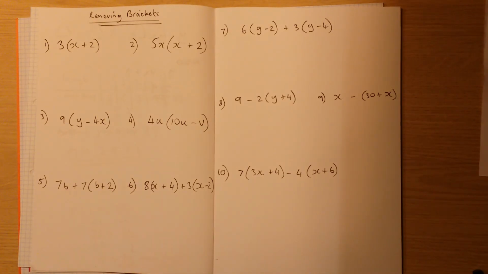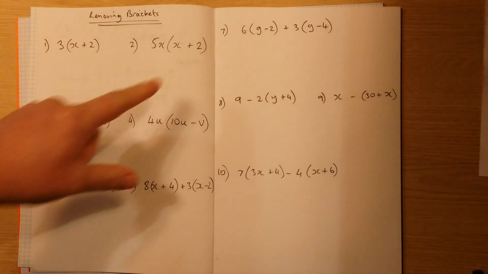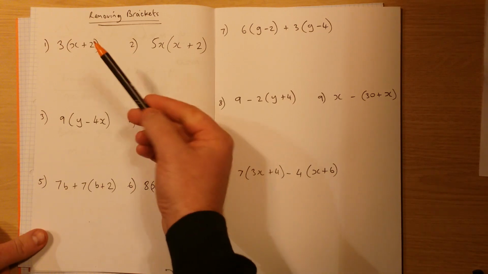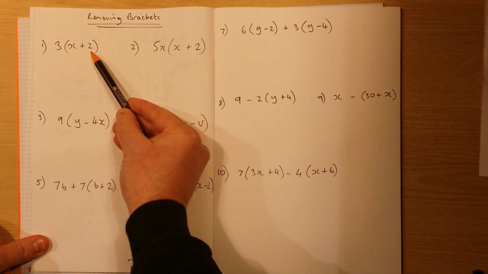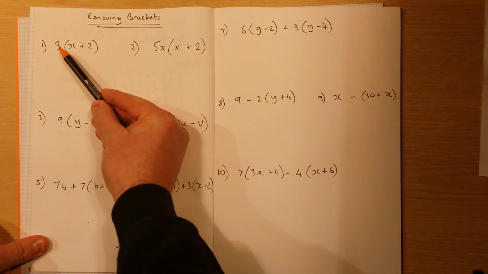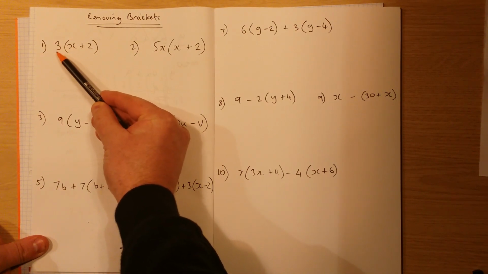Hello, I want to go over removing brackets or expanding brackets or multiplying out brackets. It's all the same thing and it's part of the algebra topic that you're covering in maths. So what I want to do is show you these brackets here, and when you're removing the brackets, what you're doing is multiplying the contents of the bracket by the coefficient of the bracket. The coefficient is the number or the term at the start.